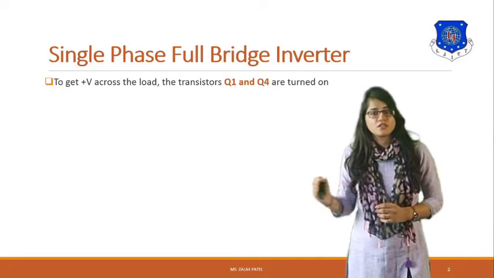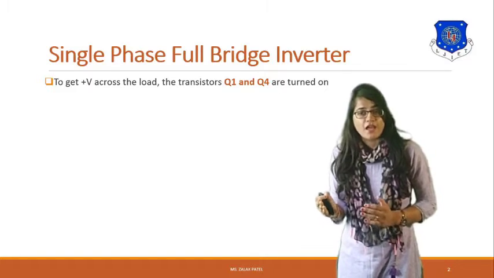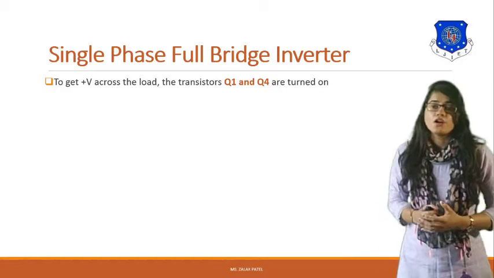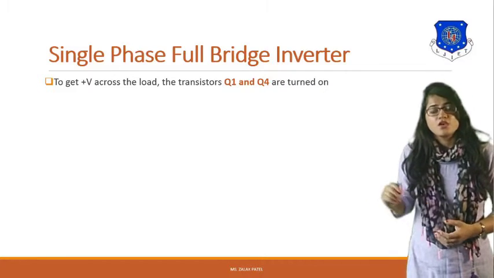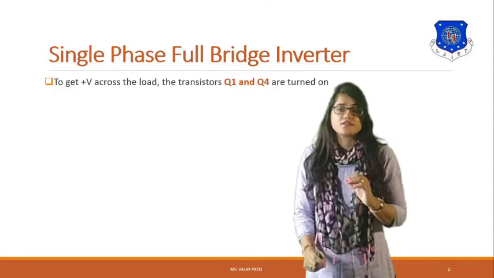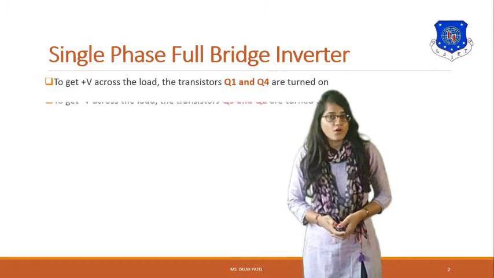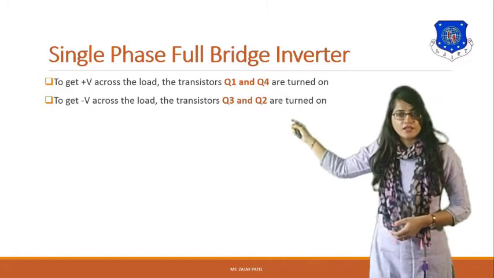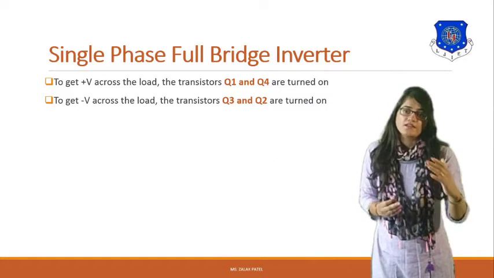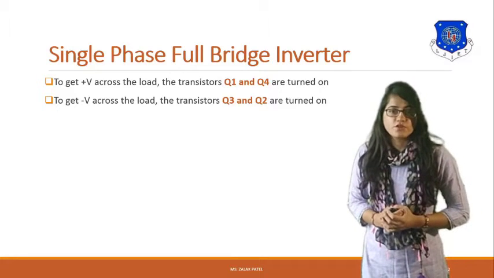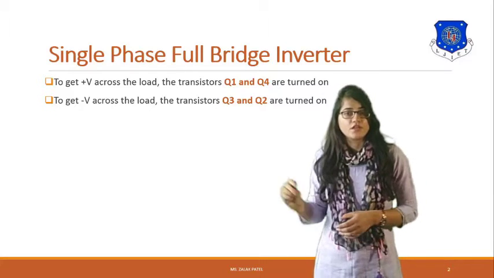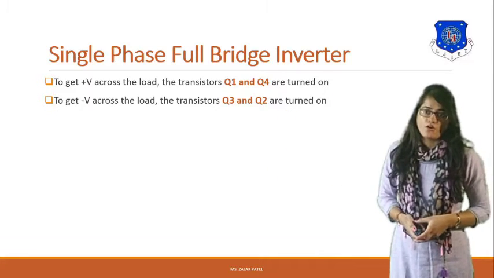Here the voltage across the load can depend on the type of load, whether the load is inductive type or a pure resistive type. So in the first half, to get the positive voltage, the transistors Q1 and Q4 are turned on, and to get the negative voltage, the transistors Q3 and Q2 are turned on. Means in the first half the positive voltage will appear when Q1 and Q4 are turned on, and to get the negative voltage, the transistors Q3 and Q2 are turned on.